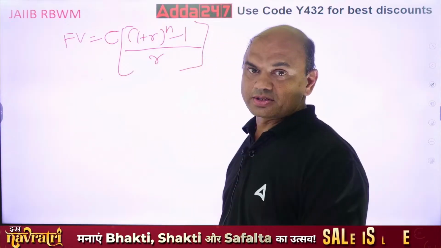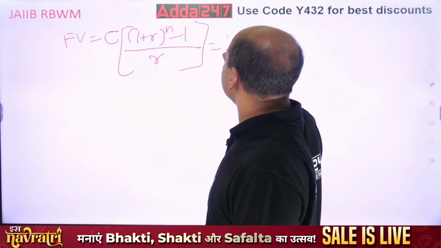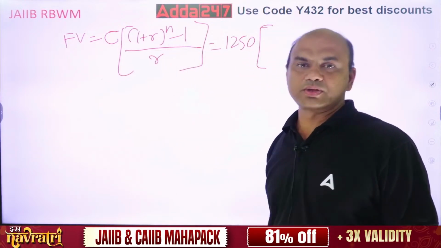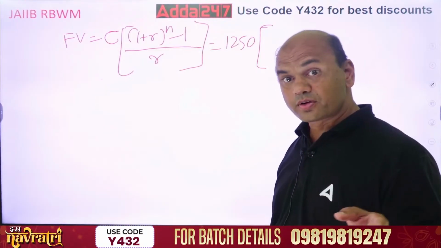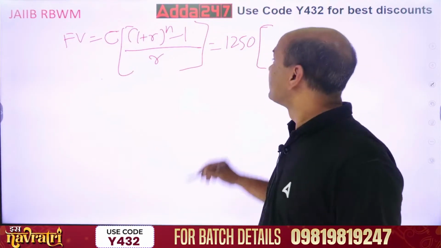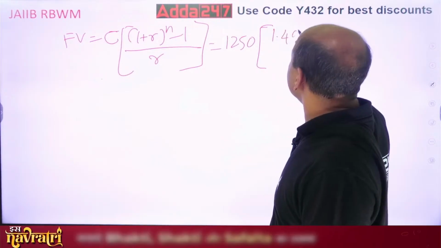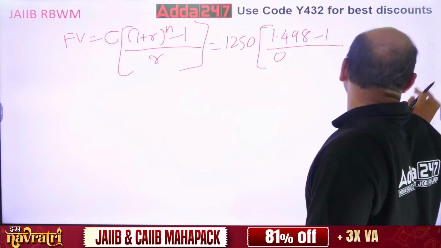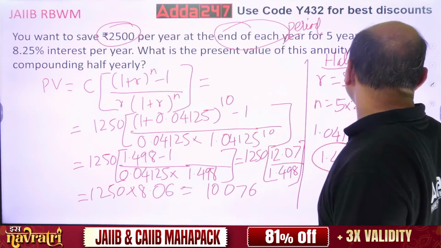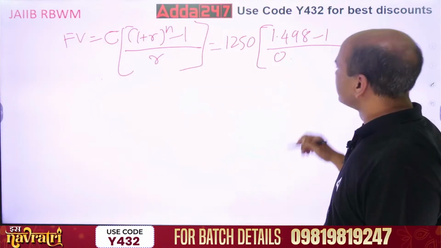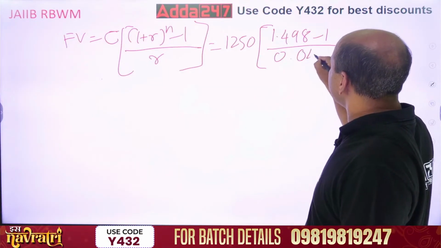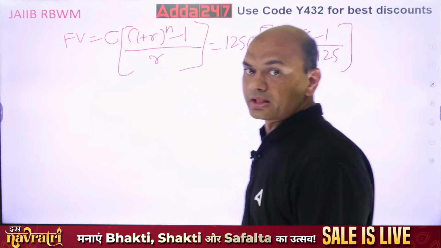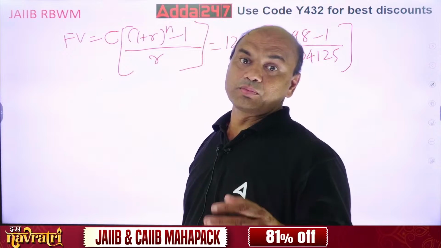Try this, everyone. Again I am doing the same thing. 1250 into, what is 1 plus R raised to n? This we have already found out: 1.498, right? So 1.498 minus 1 upon, what is R now? R is something different. R is 4.125%, so it is 0.04125, divided by 100. Now get the value. You will get a value more than 1250.